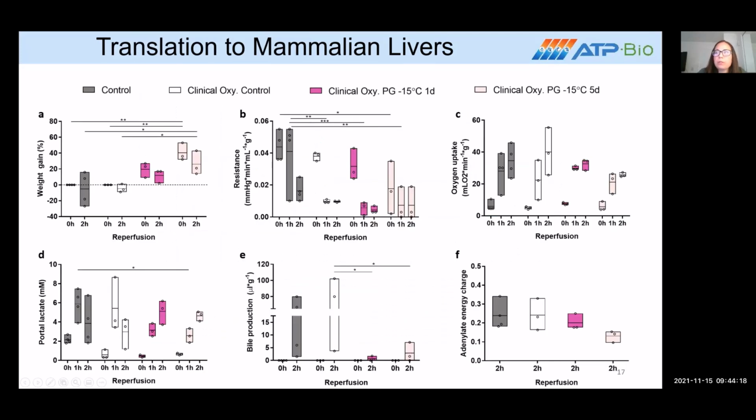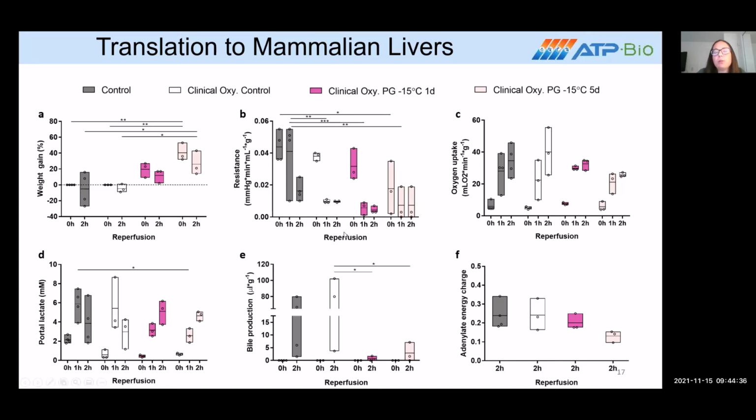So again, I won't take you too far into the weeds in terms of the data, but basically what we did was we stored these livers at minus 15 degrees Celsius for 1 day, which is shown in pink, and 5 days, which is shown in light pink. And we were excited about the results.